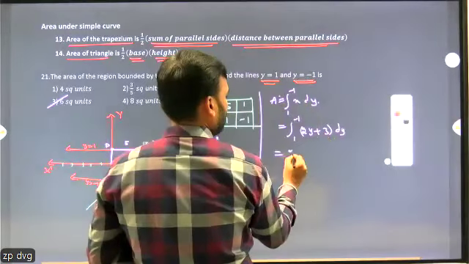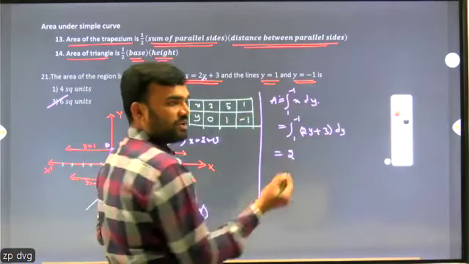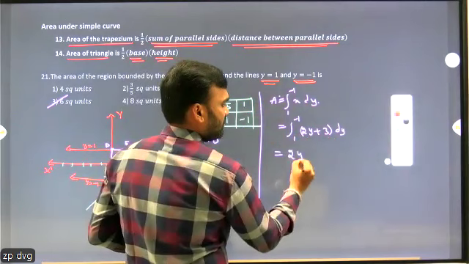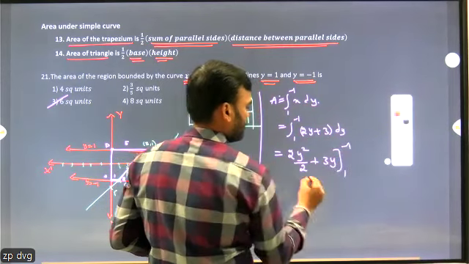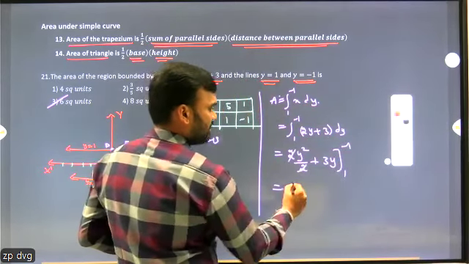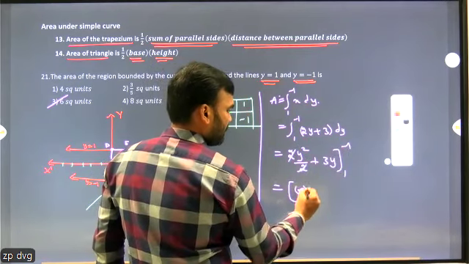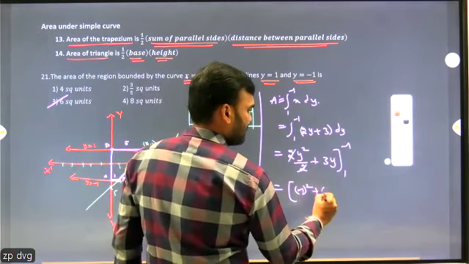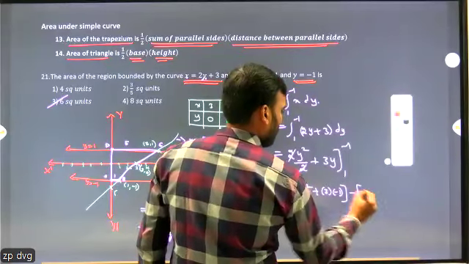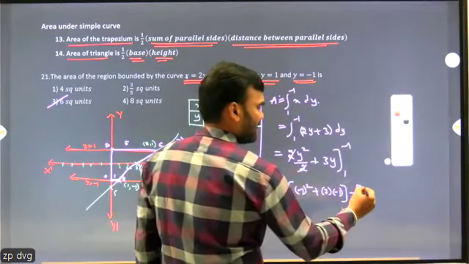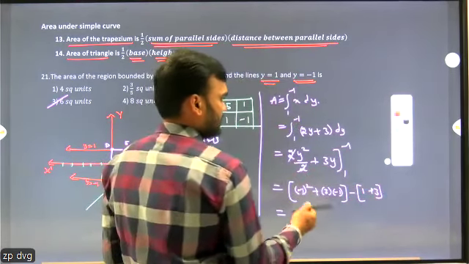Okay? Integral of x power n is x power n plus 1 by n plus 1. So we get y square by 2 plus 3y, from -1 to 1. The 2 gets cancelled. Upper limit minus lower limit. Putting the upper limit 1 and the lower limit -1, we get 1 square plus 3 into 1, minus (-1 square plus 3 into -1).